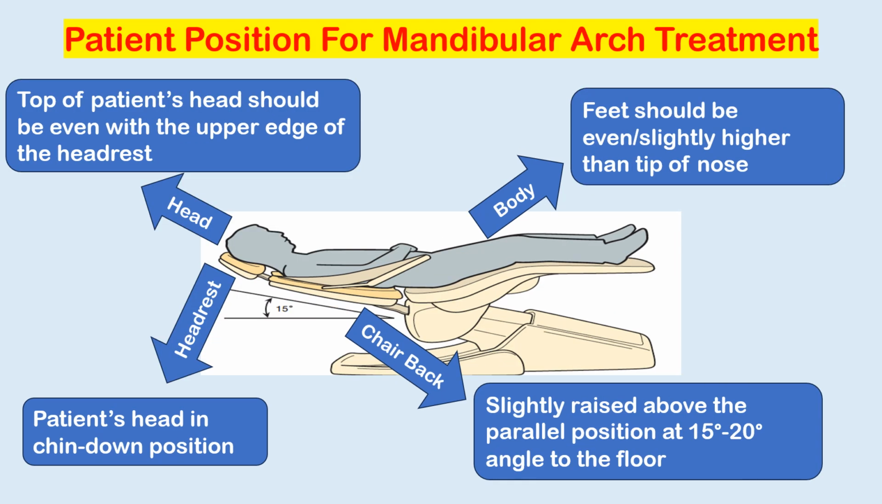So now let's discuss the patient position for mandibular arch treatment. In this, the dental chair back is slightly raised above the parallel position at an angle of 15° to 20° to the floor, whereas the headrest is adjusted in such a manner that the patient's head is in chin down position, while the position of the head and the body is similar to that of the maxillary arch treatment.